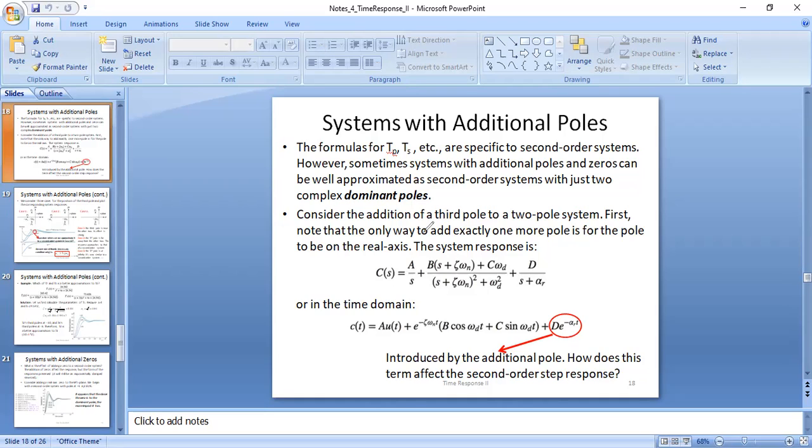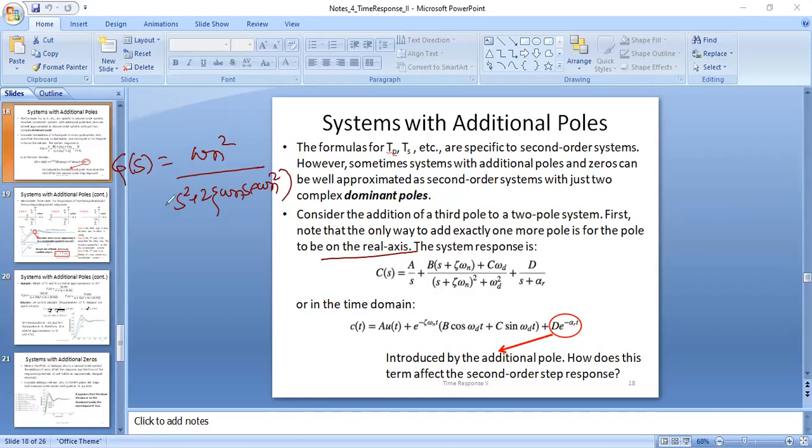We are adding a third pole to our two pole system. Till now we had only s square plus 2 zeta omega n s plus omega n square, right? But now we are adding one more pole. The first thing to note is that the only way to add exactly one more pole is for the pole to be on the real axis. That means if you are adding any pole, then it has to be on the real axis.